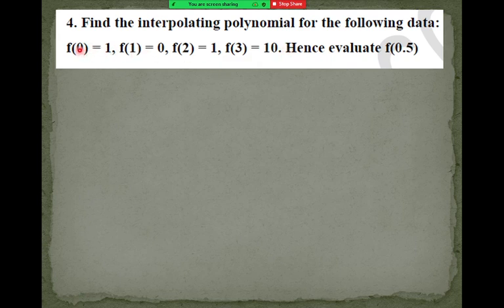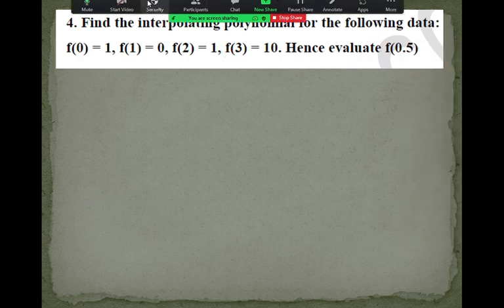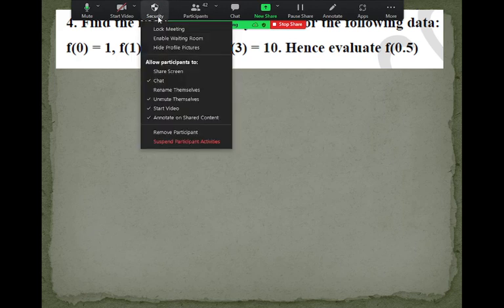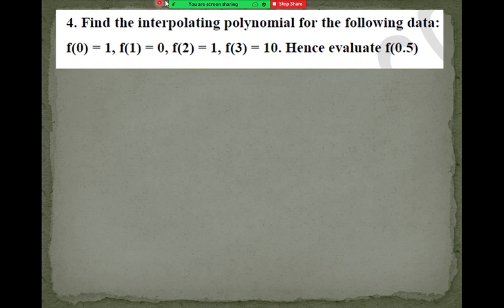Why 3? Because you'll observe there are 4 pairs of x and y given. Whenever n pairs are given, the data will be approximated by a polynomial of degree n minus 1. So here we get a polynomial of degree n minus 1, that is degree 3.